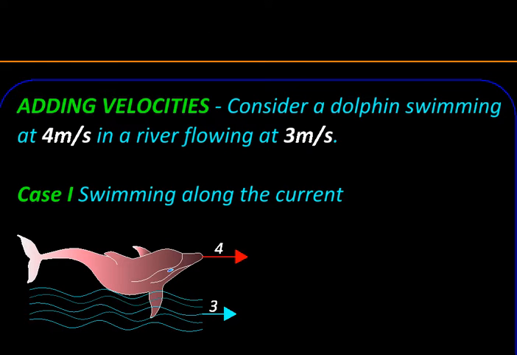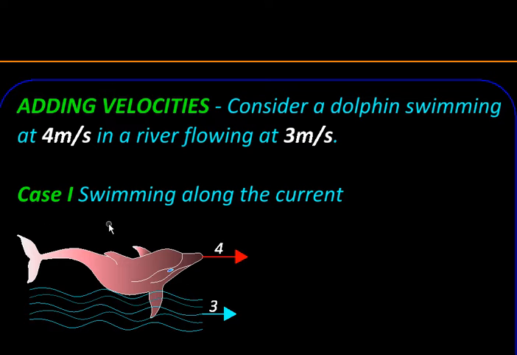Let's see that. So here we have a dolphin which is capable of swimming at 4 meters per second, which is kind of leisurely for dolphins, and it's in a river right now which is flowing at 3 meters per second, which is pretty brisk. We want to know what is the effective velocity of this dolphin. Now most people would immediately ask, well, it depends on the direction. So what is the direction in which the dolphin is swimming? So there are these different cases.